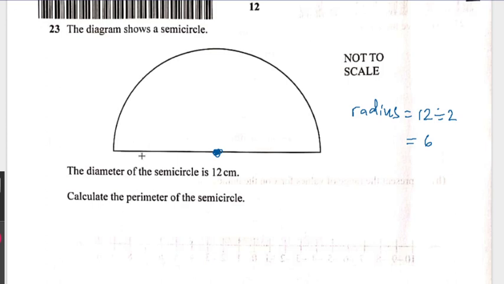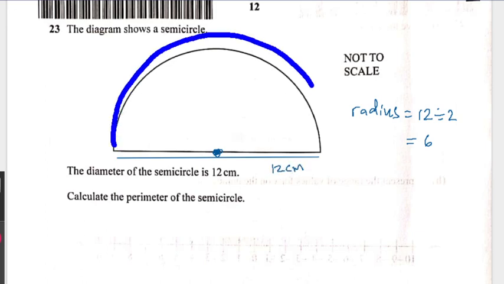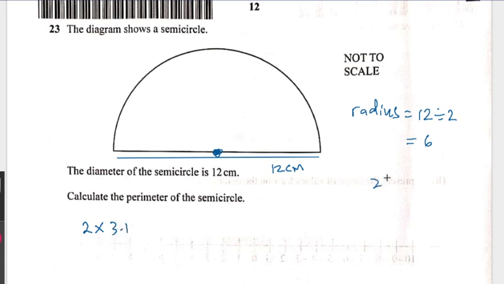So we want to find the perimeter. So we know that the circumference, okay, we have this already. This is 12. From here to here is 12 centimeters. Now to get the perimeter, we need this arc here. Okay, this is half of a circumference. We know that circumference is 2 times 3.142 times r, right? So we times 2 times the radius 6, and then this one we divide by 2. Furthermore these 2 and 2 can be cancelled, so at the end it's just left 3.142 times 6.